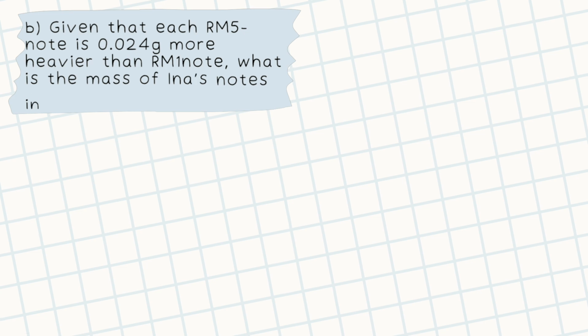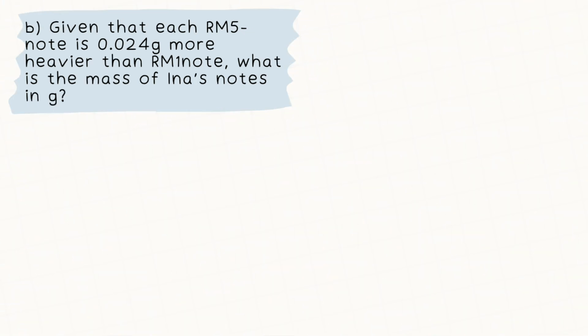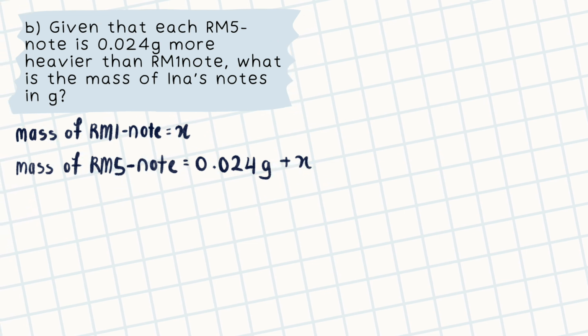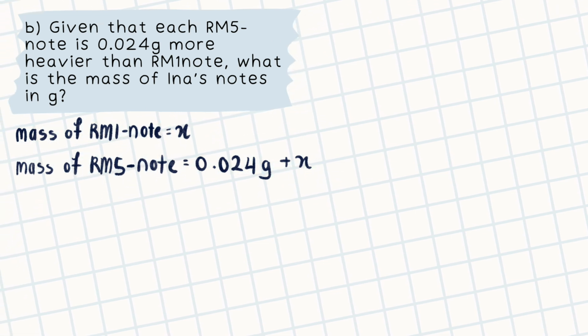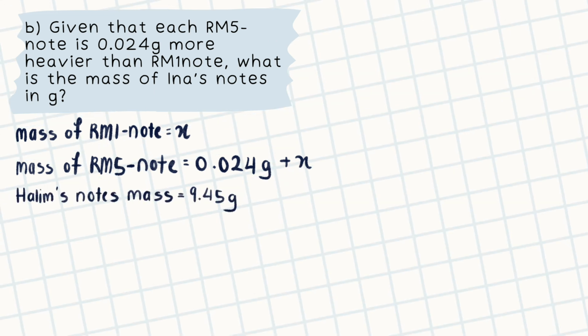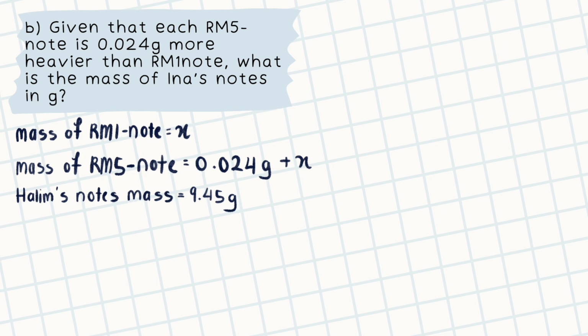So for question B, given that the RM5 note is 0.024 heavier than the RM1 note, we assume the mass of the RM1 note as X and the mass of the RM5 note as 0.024 plus X. We can use the mass of Halim's notes, which is 9.45 gram. We use the amounts of Halim's notes to find the value of X.